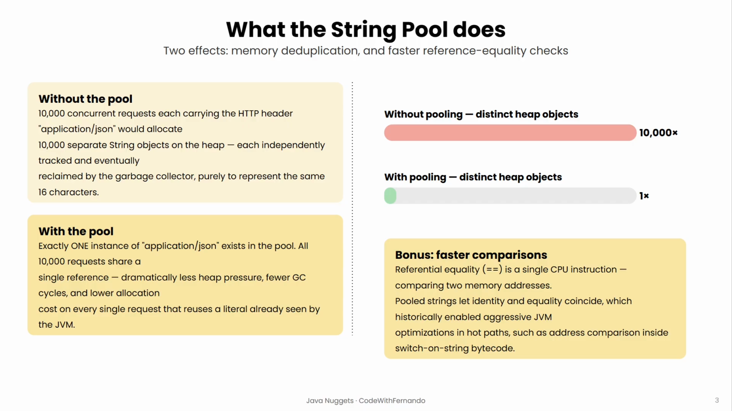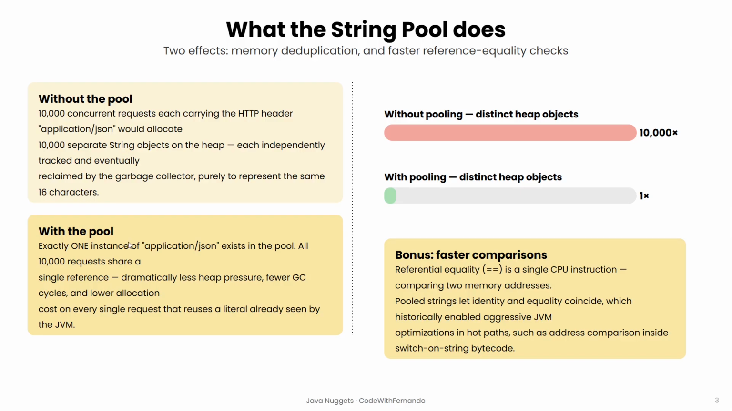So we have here a very interesting example. Without the pool, let's imagine that we have 10,000 concurrent requests, each of them carrying the HTTP header application/json. In case that happens, it will allocate 10,000 separate string objects on the heap, each of them independently tracked and eventually reclaimed by the garbage collector, purely to represent the same 16 characters.